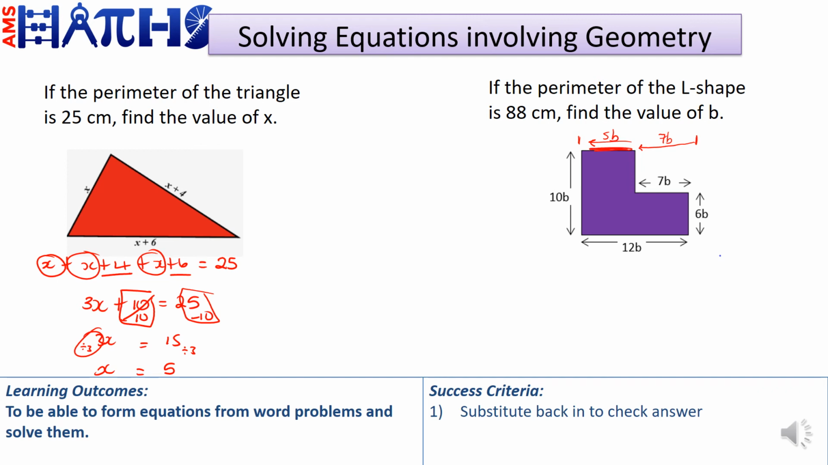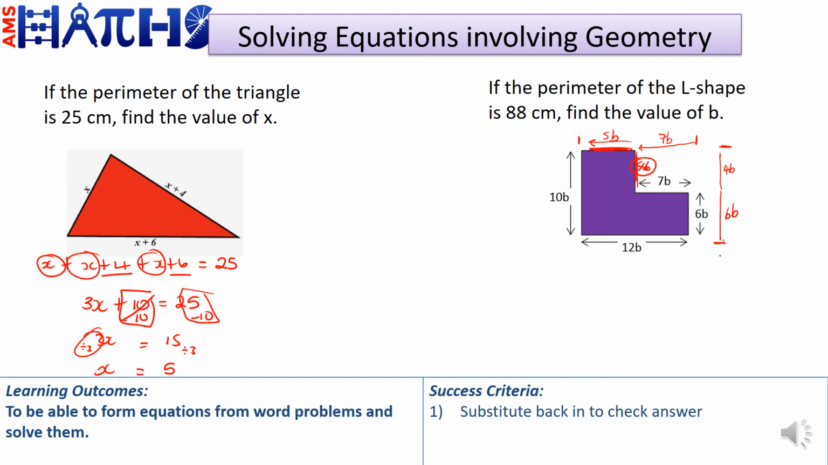Okay, and then we are missing this length as well, but from the base to the top it's a total of 10. Coming from the base to this point we have 6b, and so to get up to 10b we need 4b, so it means this length here is 4b. All right, so it says the perimeter is 88, so we need to find b.